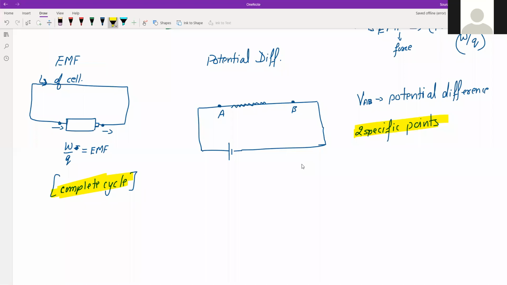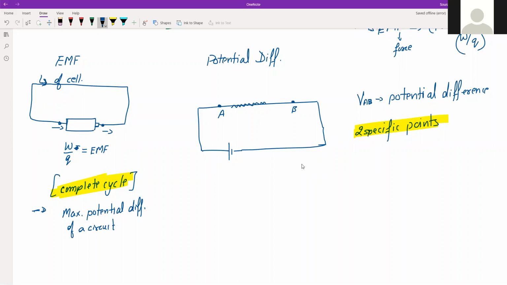So that's why this EMF is there. EMF is of a cell. So it exists even when the circuit is closed or when there is no current. Or we can say that this is the maximum potential difference of a circuit.